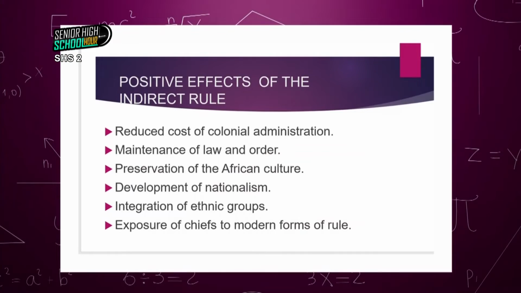Let's talk about some positive effects of the indirect rule. Remember that we said that indirect rule is a system of rule used by the British to do what? To administer the colonies through their chiefs or their leaders. Was it effective? How positive was it? Was it beneficial to the people of the Gold Coast back then? One of them is the reduced cost of colonial administration. Take it or leave it, it was the people who paid the colonial administration.